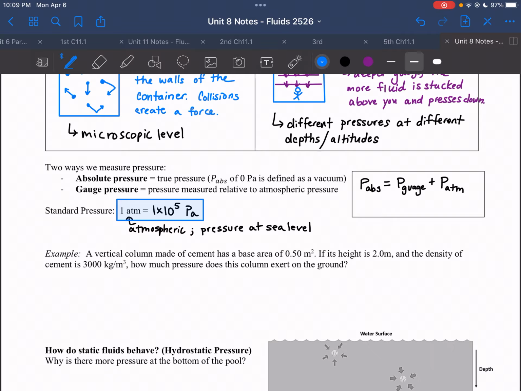All right. Now, gauge pressure is going to be the relative pressure that's either above or below what the atmospheric pressure is. So when we air up a bike tire, you look at the gauge pressure. You're looking at the differences between the pressure inside that tire and the pressure of the environment. So we're looking at the gauge pressure.